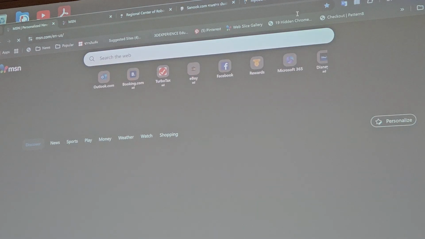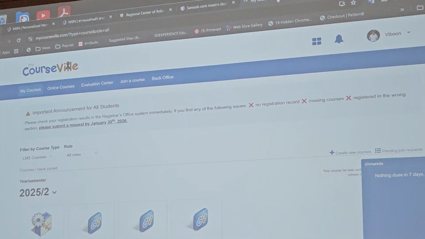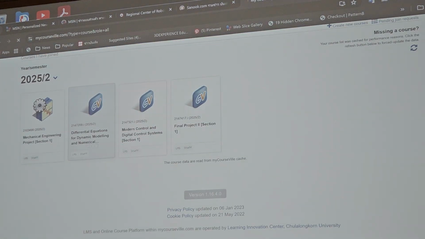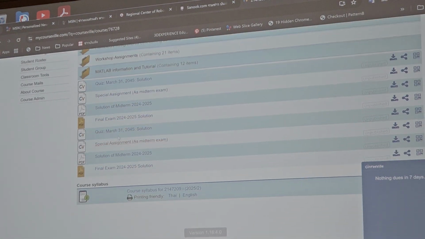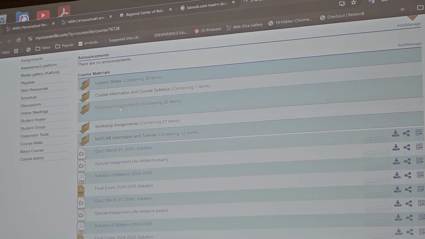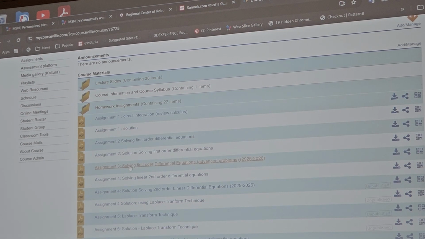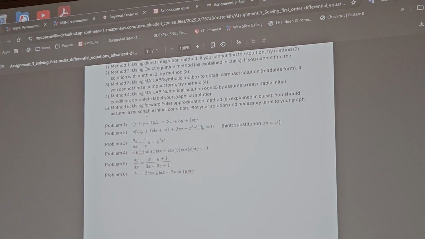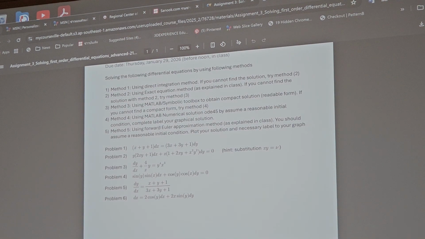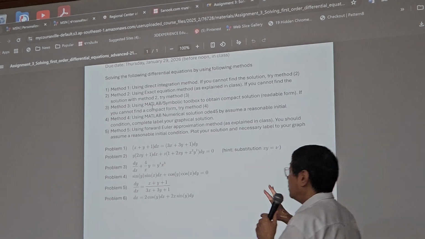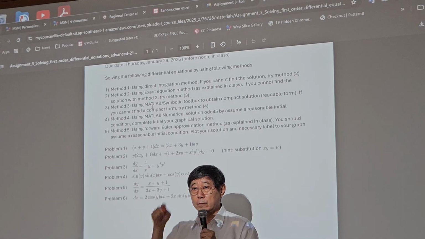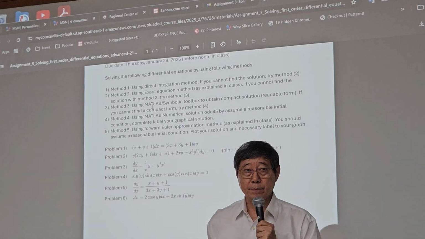So I have this assignment for you to do, especially the third assignment here, as I explained this morning. You have to do it, and you have to submit your solution by next Thursday in class.